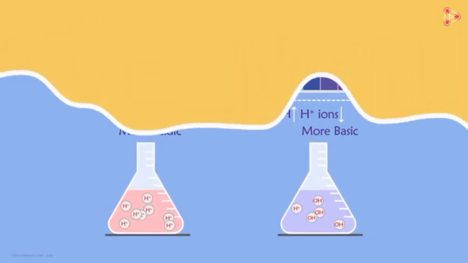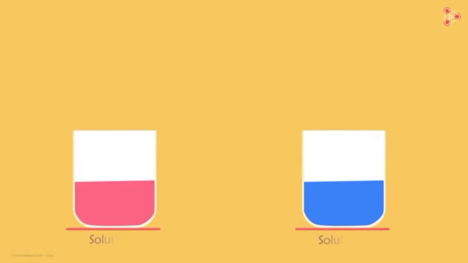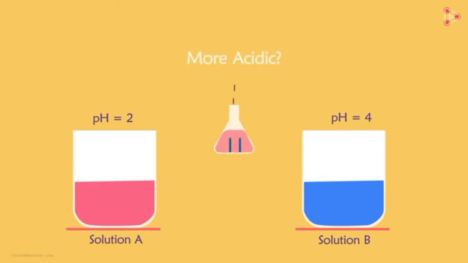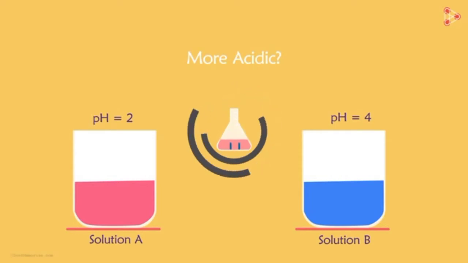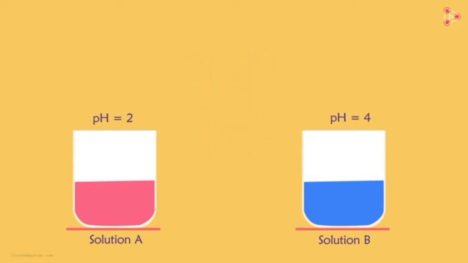Let's take a very basic test to check if you've understood the concept of pH scale. I have two solutions A and B. Solution A has pH of 2 and solution B has a pH of 4. Which one is more acidic? Yes, solution A is more acidic as its pH is lower.